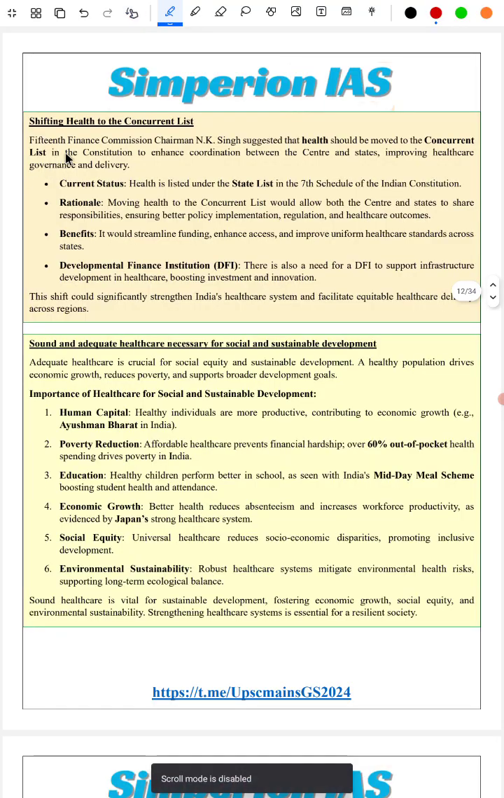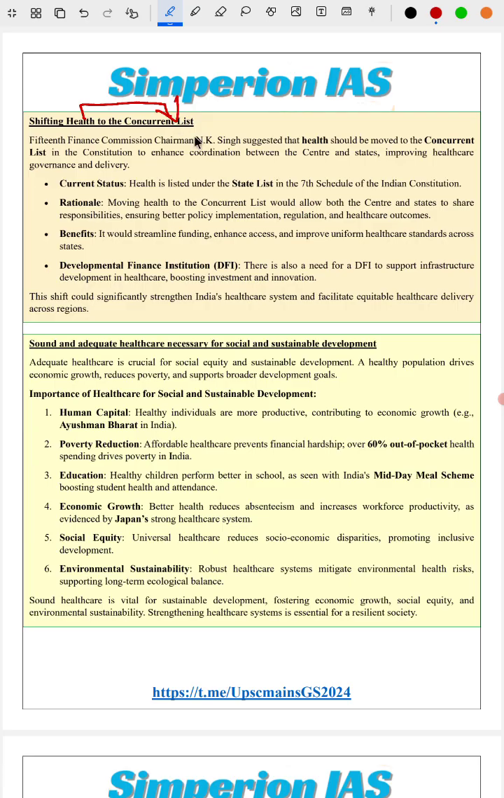Next, there was a discussion, and also one of the suggestions given by N.K. Singh, the chairman of the Finance Commission, regarding shifting healthcare to the concurrent list. Currently it is in the state list. We have given what the thought process behind it is, what the benefits are, what the negatives are, etc.